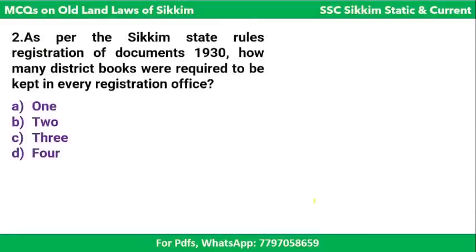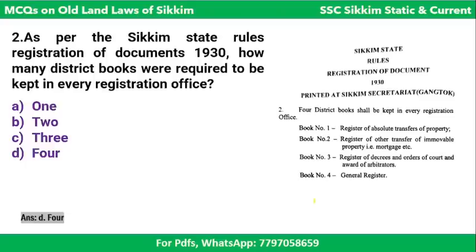As per the Sikkim State Rules registration of documents 1930, how many district books were required to be kept in every registration office? How many district books? The correct answer to this question is 4 district books. So as you can see, 4 district books shall be kept in every registration office. Here you can see book number 1, register of absolute transfer of property. Book 2, register of the other transfer of immovable property, that is mortgage, etc. Book 3, register of decrees and order of courts and award of arbitrators, and book number 4, general register. So these 4 books needed to be kept. So I hope this is clear.